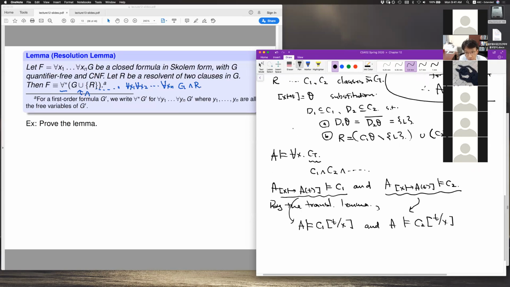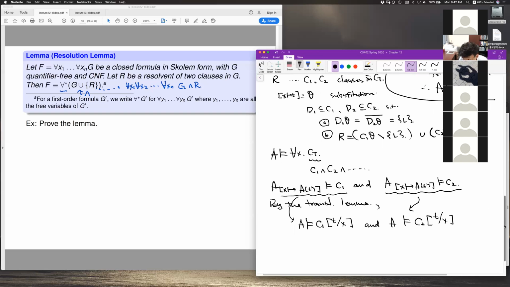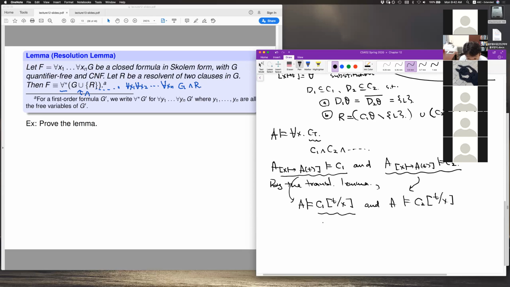So far, we just looked at the definition of the first order resolvent, and figured out there exists some bunch of stuff like C1, C2, and a substitution. Then we used our assumption which says that A satisfies ∀X, G. So now this is the same as C1 with the substitution applied, and the same as C2 with the substitution applied. Now C1 is going to contain L, because C1 with substitution theta will contain D1 theta, which will be a singleton set L. C2 with this substitution will contain L bar.